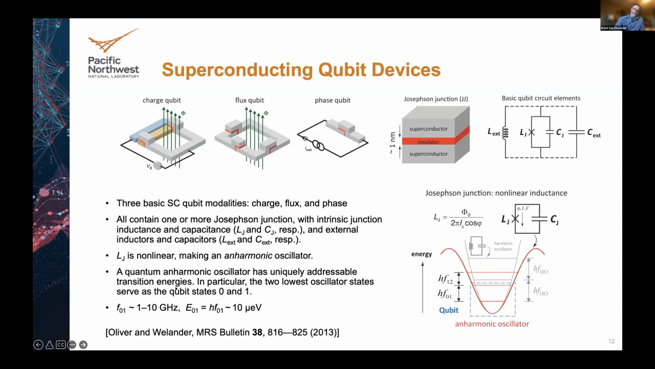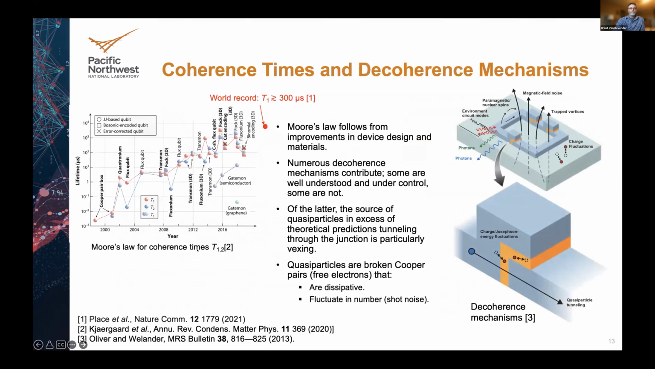Just a couple of references for people that need the numbers. The frequency of these transitions tends to be a few gigahertz. That's kind of low microwave. And the energy is 10 micro-electron volts. That's the typical energy difference between a ground and first excited state in a qubit.